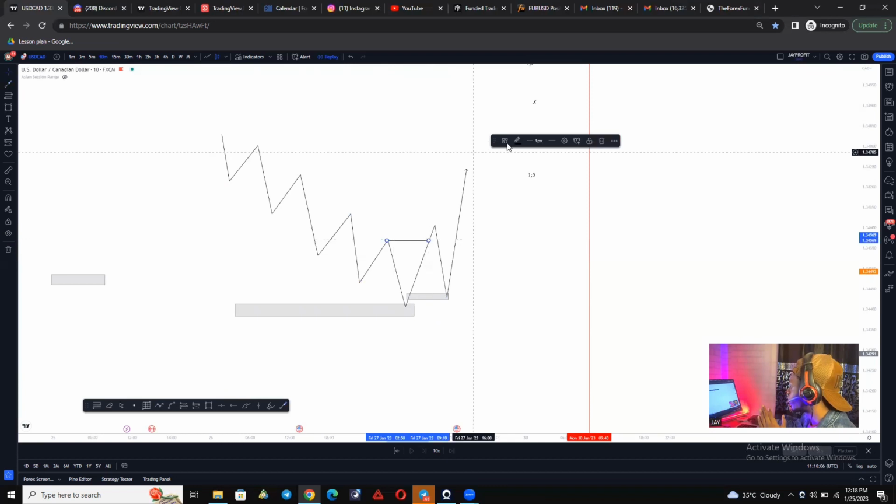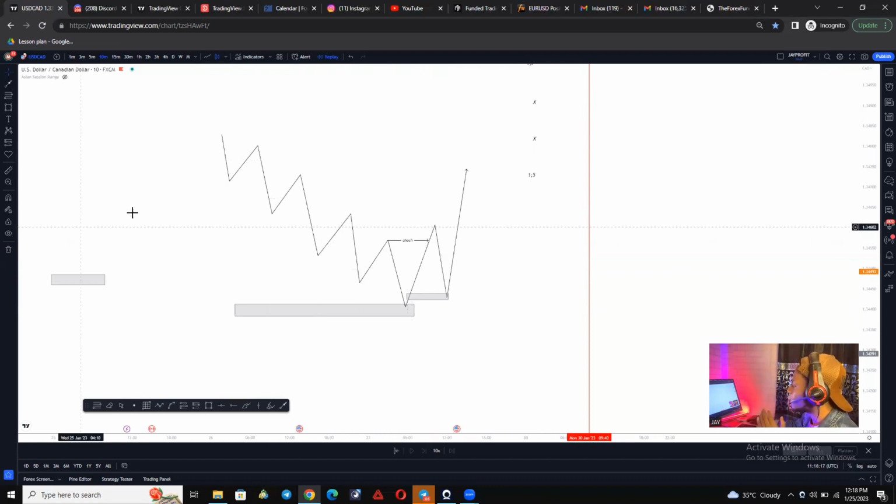Here's a change of character. We expect the market to give us a change of character after hitting an area of demand. But now here's the thing that happens most of the time, I personally found out. This market is coming down in a bearish order flow.